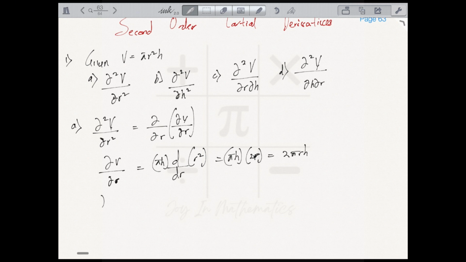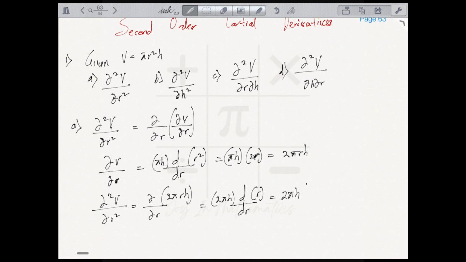Now, the squared v, the r squared, which is the partial derivative with respect to r of dv dr, and dv dr is 2 pi rh. In this case, we are differentiating partially with respect to r, so we can bring our 2 pi h out as a constant, and then differentiate r with respect to r, and this will have 2 pi h multiplied by 1. We'll have 2 pi h.